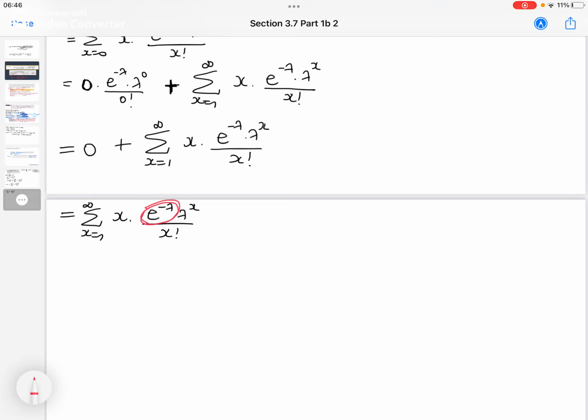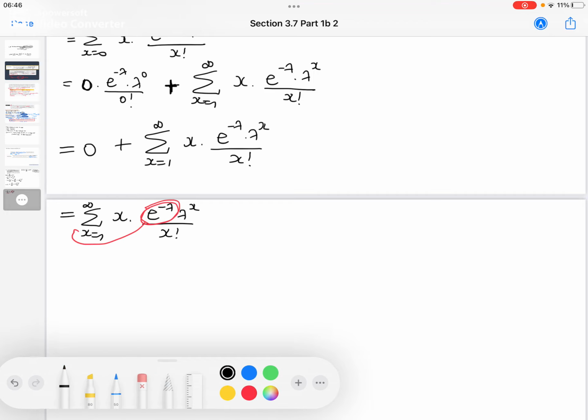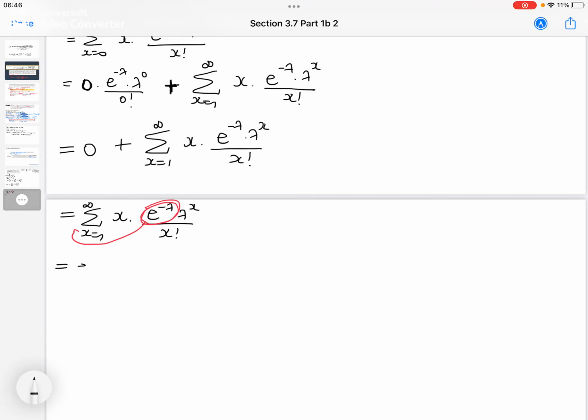We said that if we have a constant, what do you do with it? You put it in front of the summation sign, right? So that is what I will do. Now, this is equal to e to the power minus lambda times the summation where x goes from 1 to infinity of x times lambda to the power x divided by x factorial. Now we have x in the numerator, then you have x factorial in the denominator.